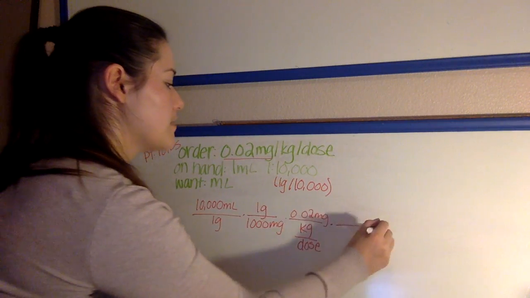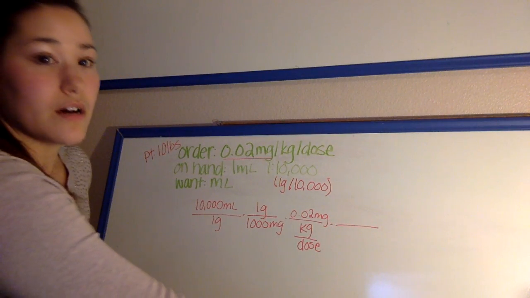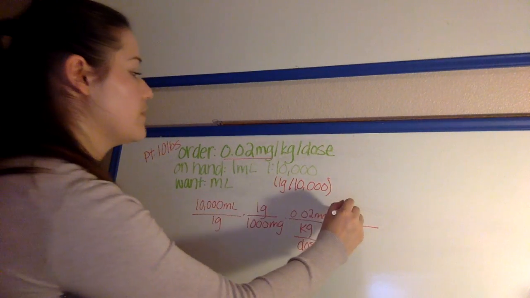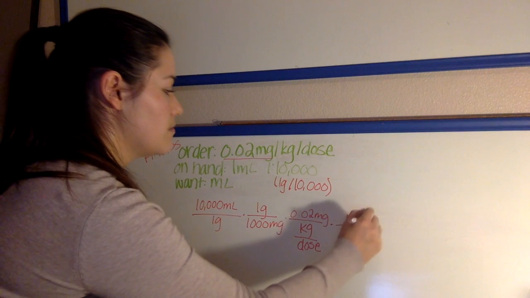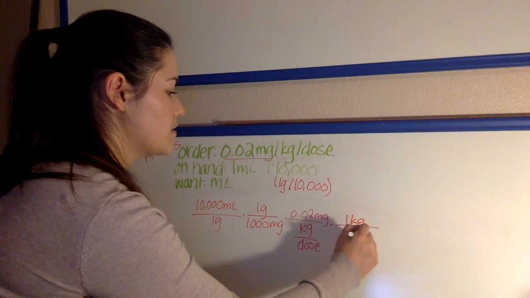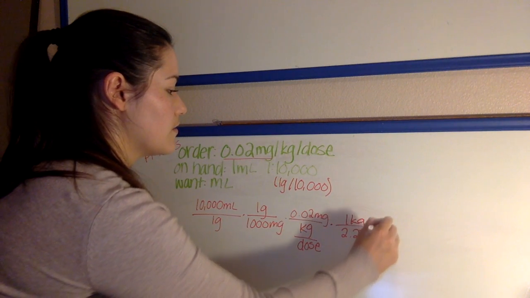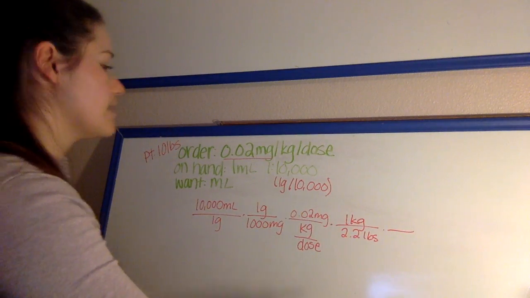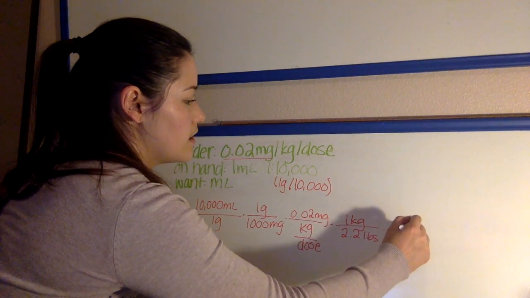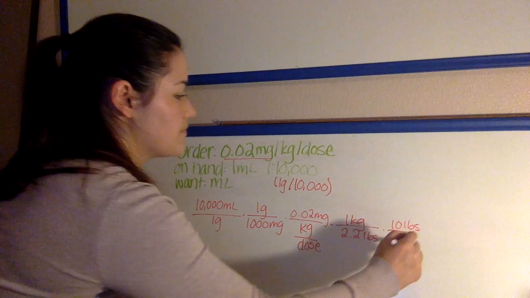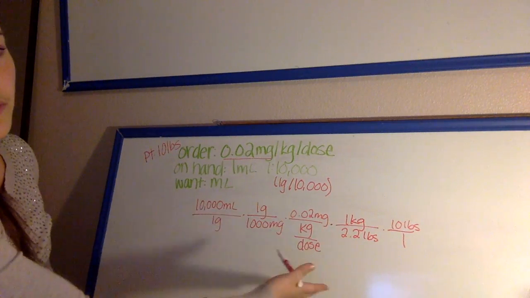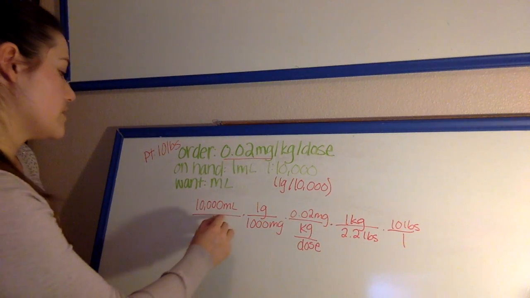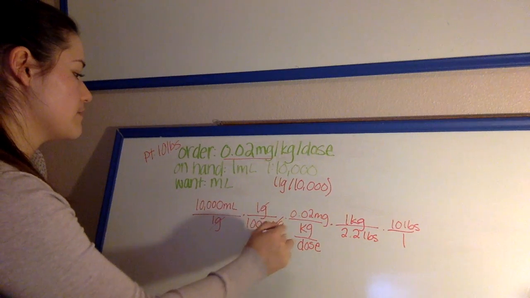So I know that pounds and kilograms can cancel out. So I have 1 kilogram equals 2.2 pounds, right? And my patient is 10 pounds, over 1 patient. So we're going to start canceling things out.